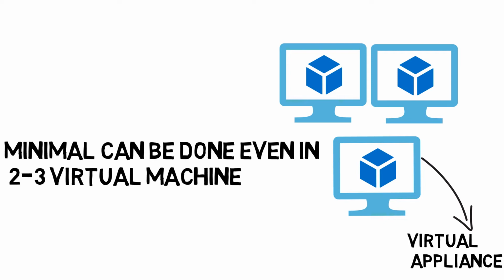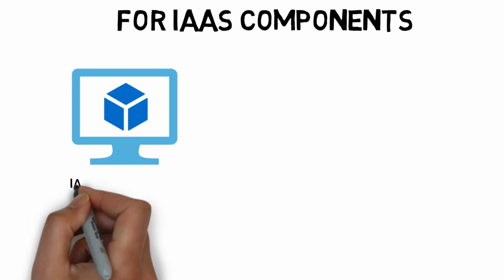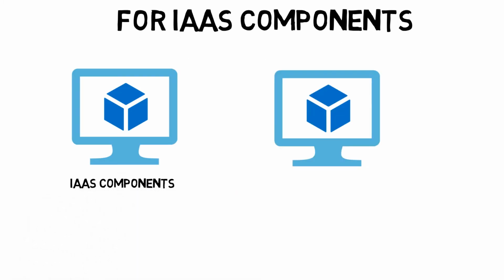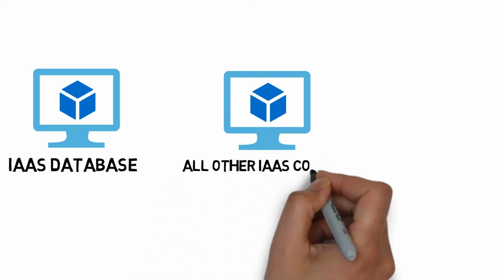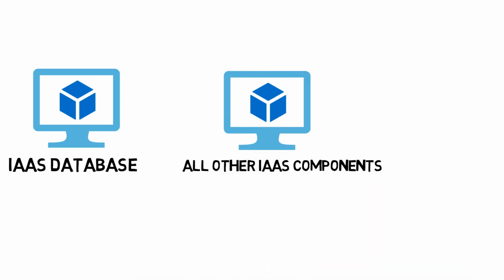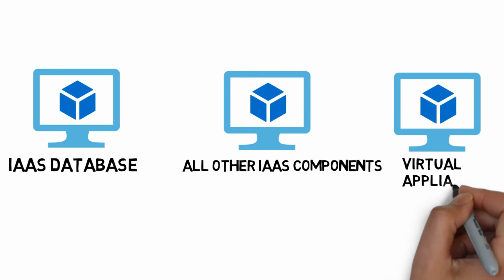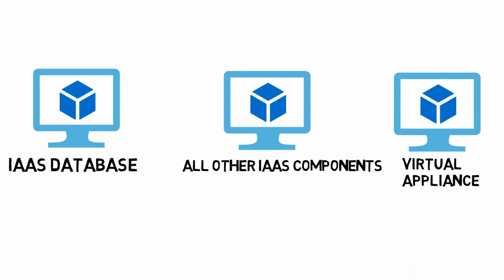So, the IaaS components can be deployed in two ways. Either you can deploy all IaaS components on the same virtual machine, and then you will have your complete minimal deployment in only two virtual machines. Or you can deploy the IaaS database on a different virtual machine and all the other IaaS components on a single virtual machine, and of course, the appliance on a different virtual machine. This way, you will have three virtual machines and a complete deployment that is your minimal architecture.